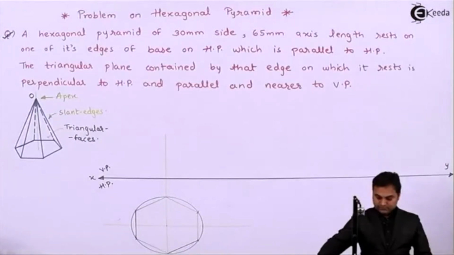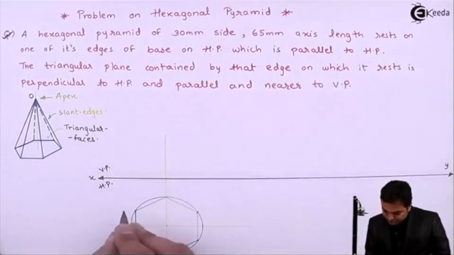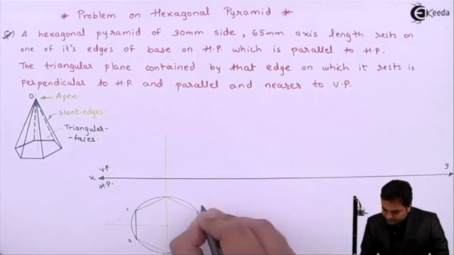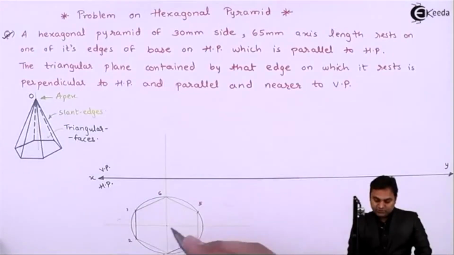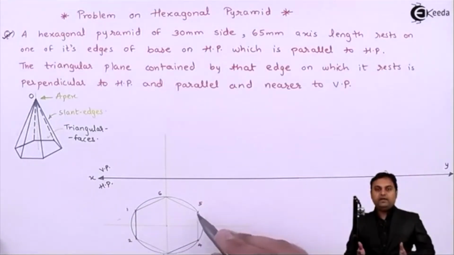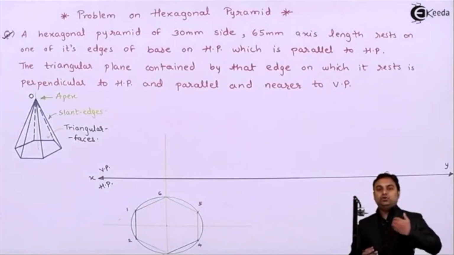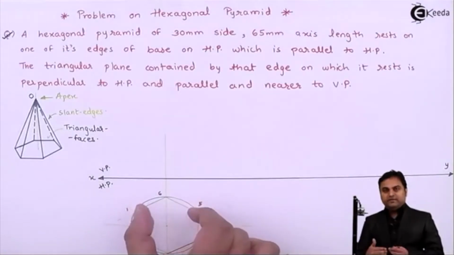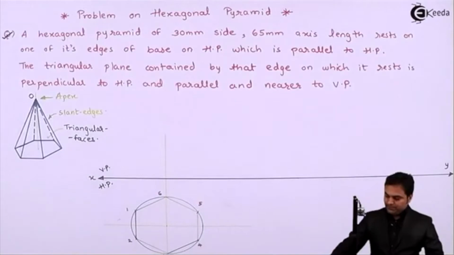That is, first I'll give the notations to it. Point 1, 2, 3, 4, 5 and 6. So these edges 1, 2 and 4, 5, they are parallel to HP. If the condition was the edges are parallel to VP, then this edge 1 to 2 would be upwards. That means it would have been parallel to VP. Now it is parallel to HP.